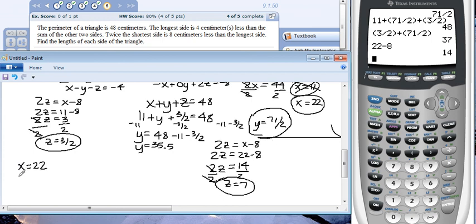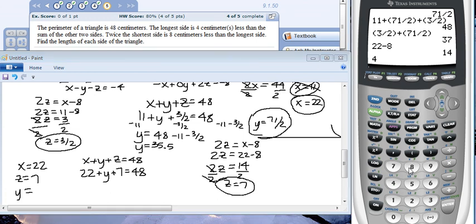So now I have x is equal to 22. I have z is equal to 7. And now I just need y. So I'm going to go back to that original x plus y plus z is equal to 48. I know x is 22, looking for y. I know z is 7, right? So I'm going to subtract my 22 and my 7 from my 48. So I've got 48 minus 22 minus 7, and my y is 19.